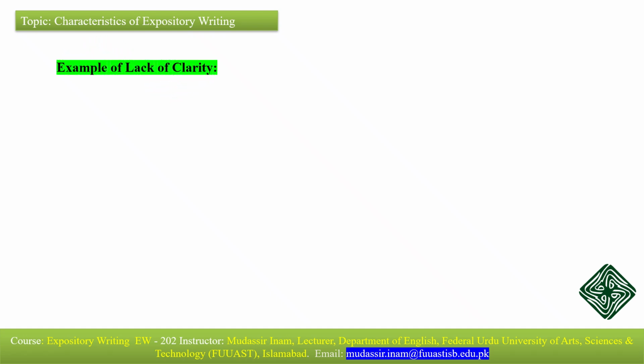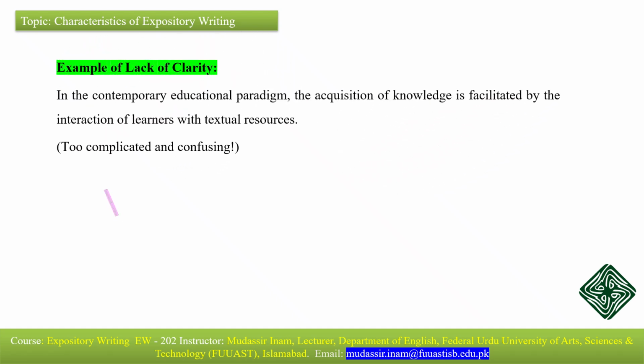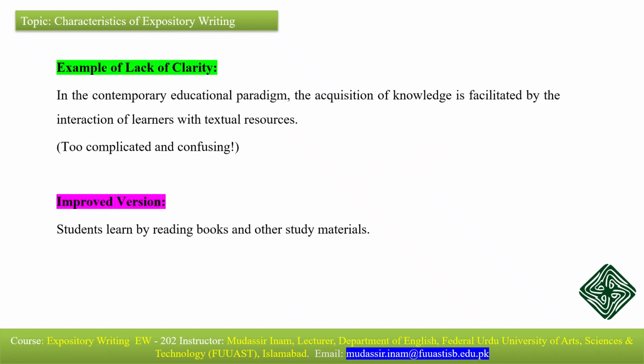There are two examples. In one example, there is lack of clarity. In the other example, the text is very clear. For example, if we say that in the contemporary educational paradigm, the acquisition of knowledge is facilitated by the interaction of learners with textual resources. Now, this text is too complicated and confusing.